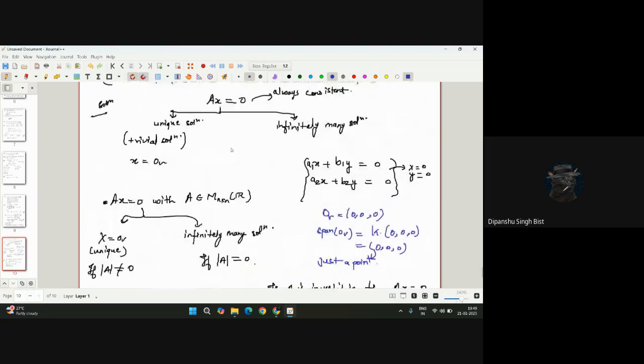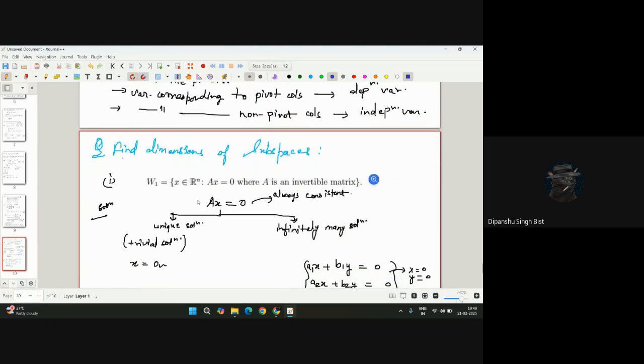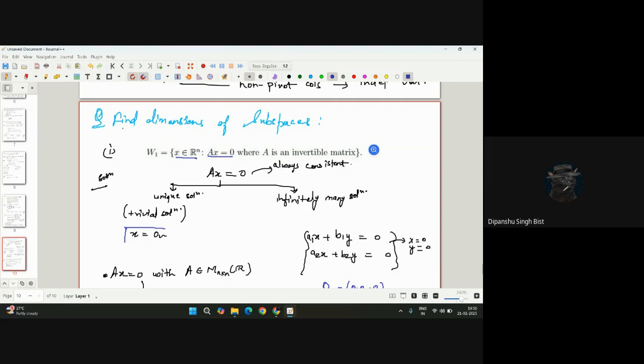The question says x belongs to Rn such that Ax equal to 0, where A is invertible. So x is a solution of this homogeneous system such that A is invertible. You try to find the solution of this system where A is invertible, and you will find that if A is invertible, then this system has only a single solution, which is x equal to 0, the zero vector. Okay, got it.